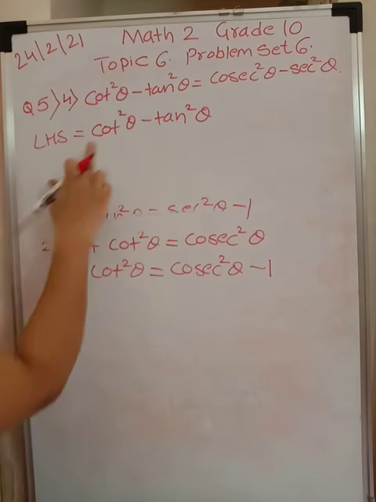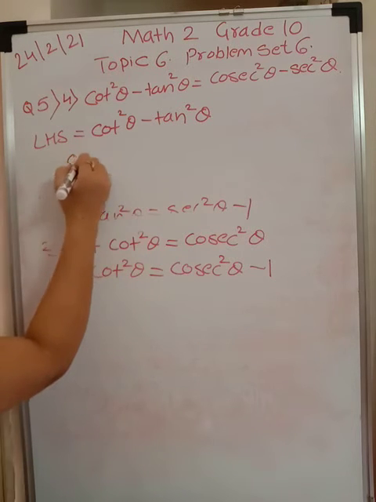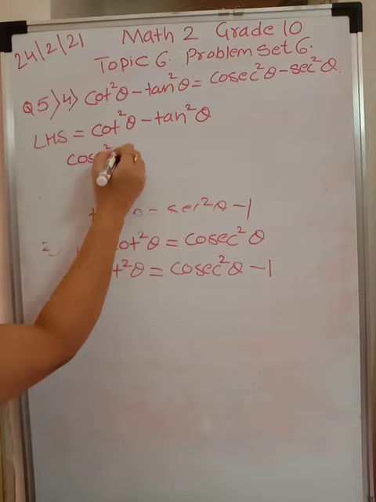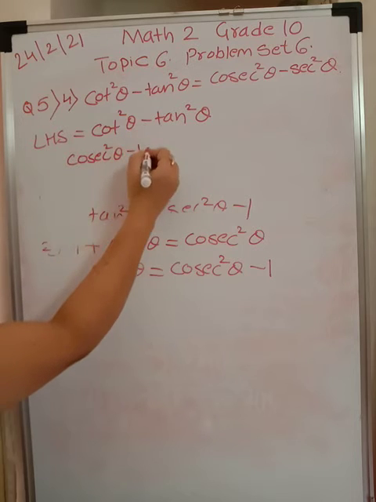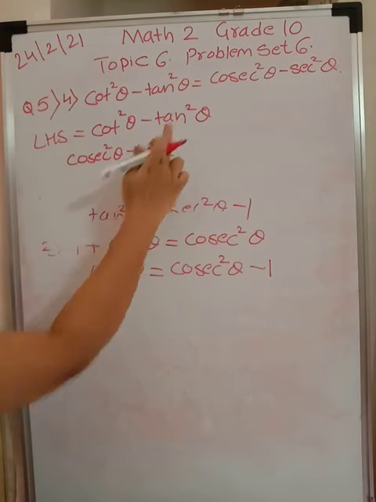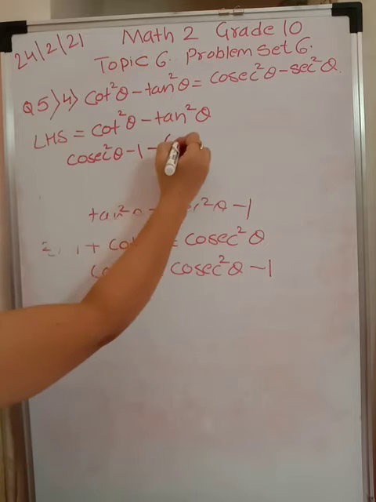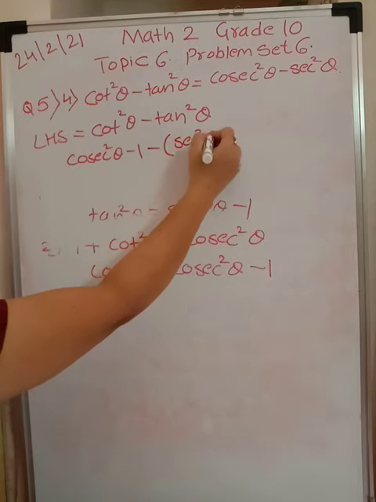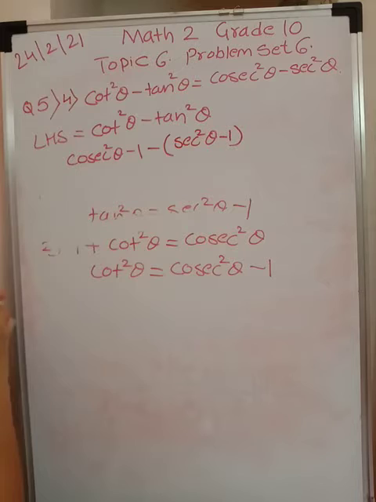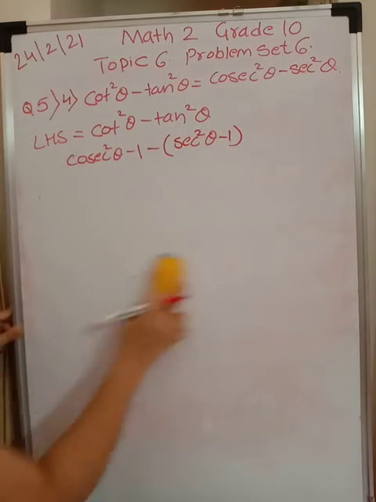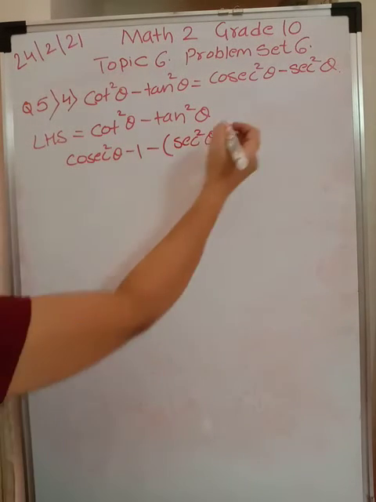So for cot square theta, what will I write? Cosec square theta minus 1. This minus sign over here, bracket. For tan square theta, I am going to write sec square theta minus 1. Up till here, is this clear? Only substitution. What is the reason?